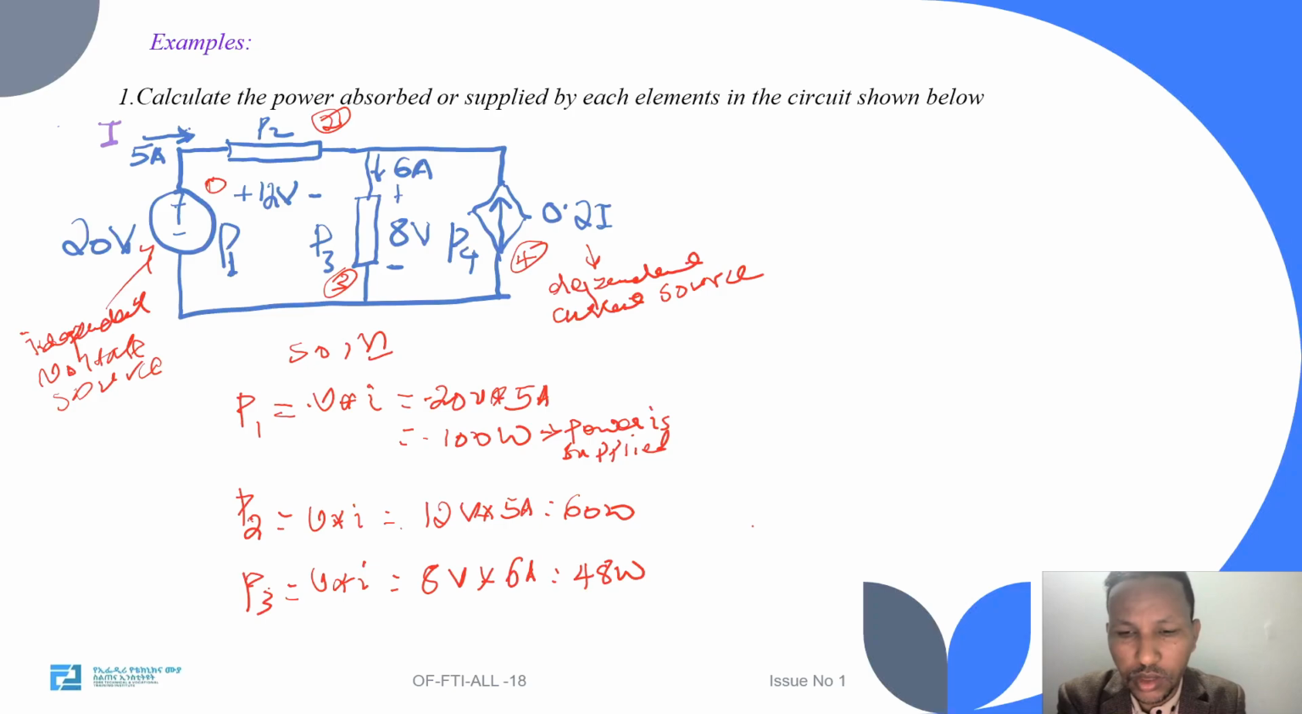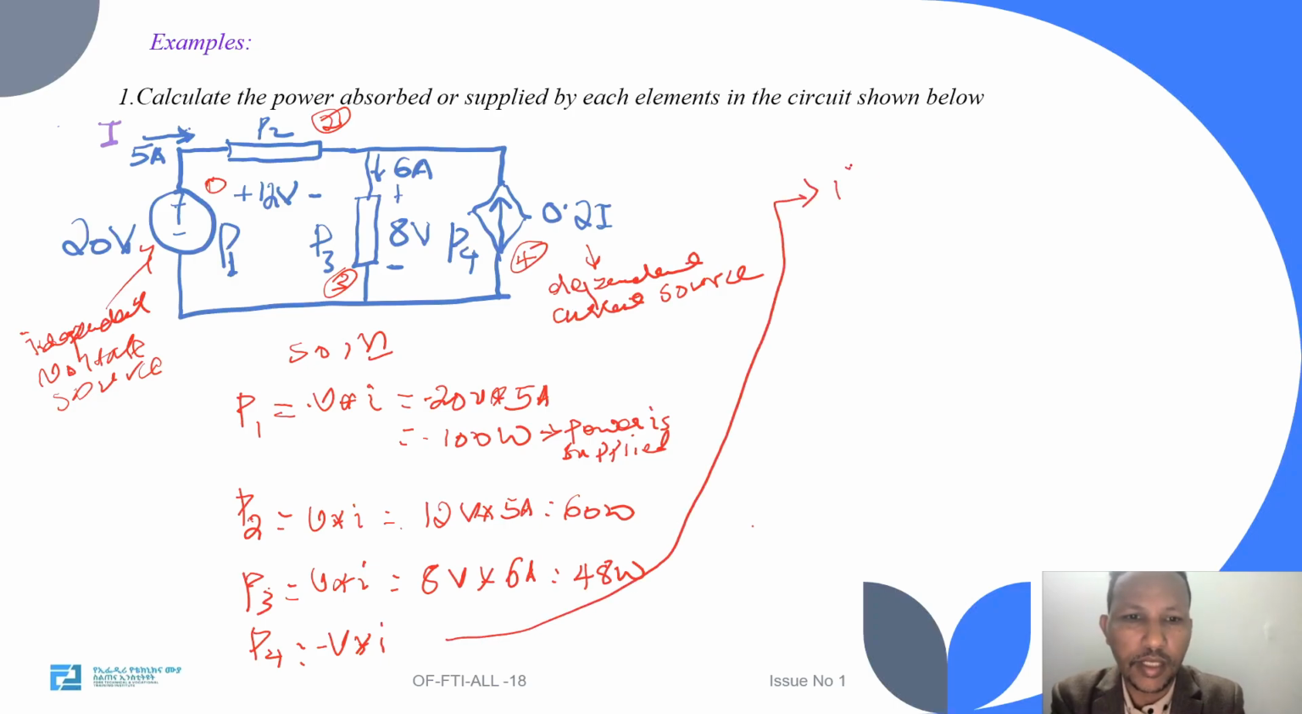The fourth power, P4, is given by voltage times current, but it is negative because the current is leaving the positive terminal and entering the negative terminal. The current I here is 0.2 times I, because it is a dependent current source. The current passing through element 2 controls the dependent current source, which is 0.2 times 5, so it should be 1 ampere. So P4 should be negative 8 times 1, which is negative 8 watt.